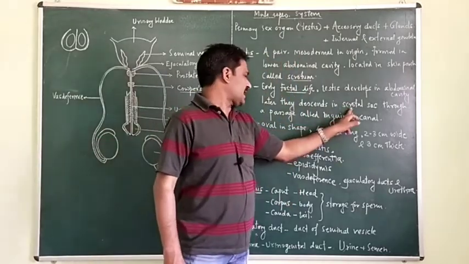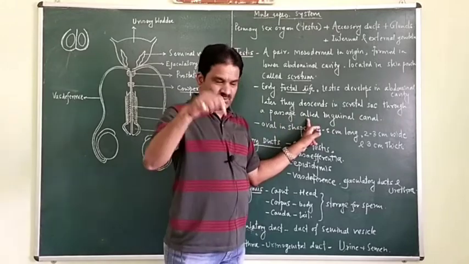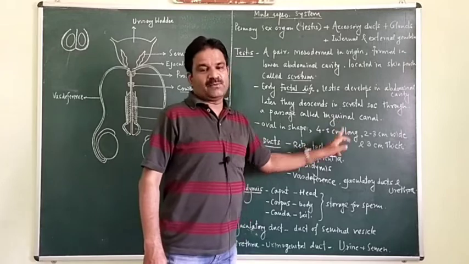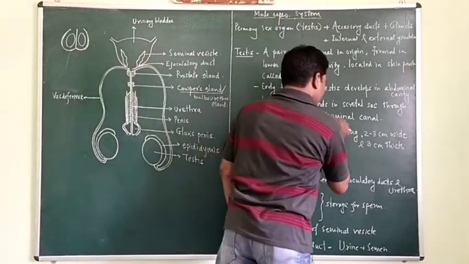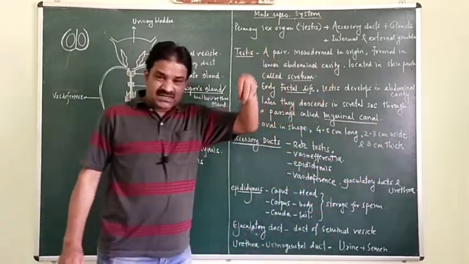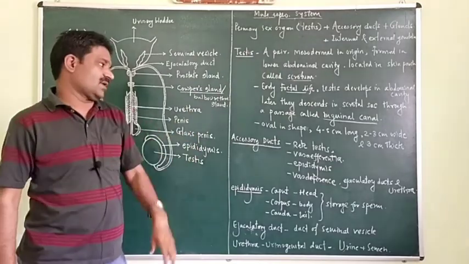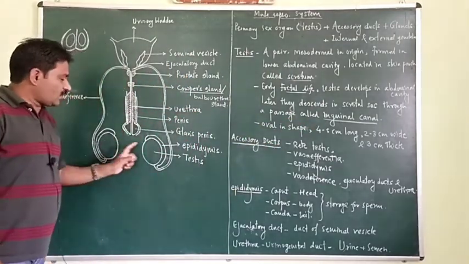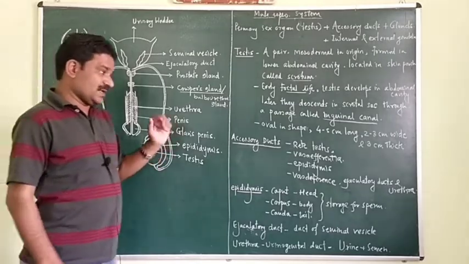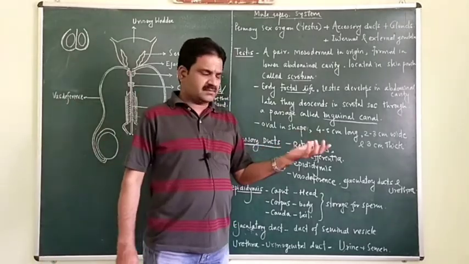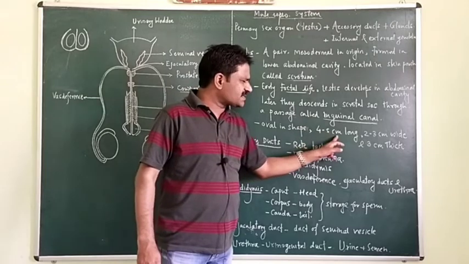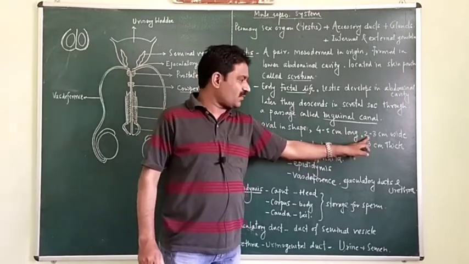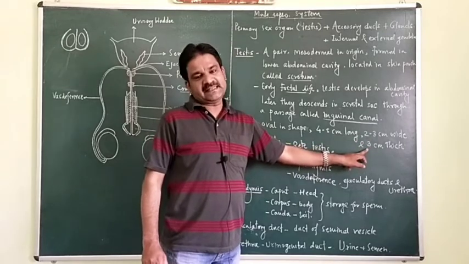They descend down into the scrotal sac through a passage. That passage is called the inguinal canal. Through this inguinal canal, the testes descend down into the scrotal sac. Now see, both the testes are oval in shape or egg shaped, and the dimension is 4 to 5 centimeter long, 2 to 3 centimeter wide, and 3 centimeter in thickness.